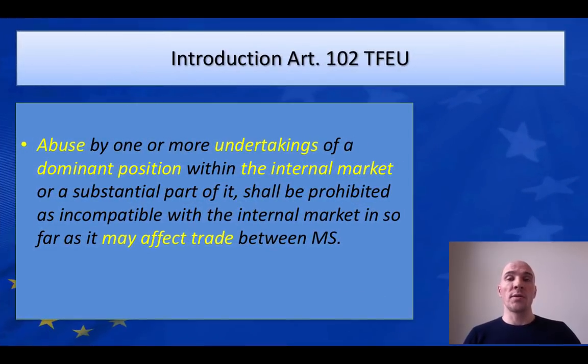So the Article 102 TFEU. What is prohibited under European competition law is the abuse by one or more undertakings of a dominant position within the internal market or a substantial part of it that is prohibited as incompatible with the internal market, insofar as it may affect trade between member states. That's more or less a paraphrase of what you find in the article. So again, here in yellow, we've highlighted the important elements of the article that we will say a bit more about now.